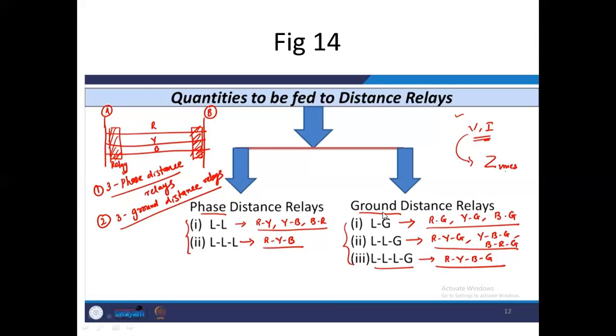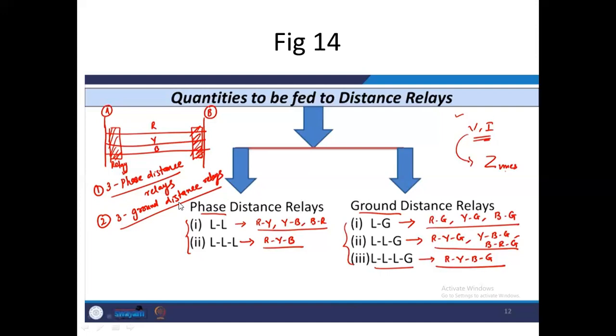Okay, so if I have a relay here on this side at bus A to protect this transmission line, to give signal to the circuit breaker, then I need three phase distance relays, one for each phase. So three distance relays are required to detect or take care of either line to line fault or triple line fault.